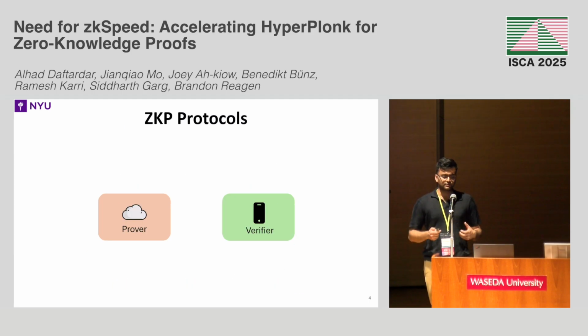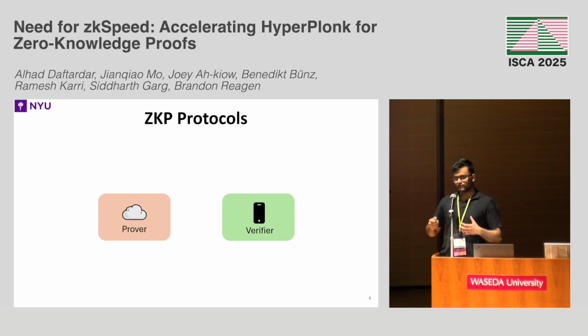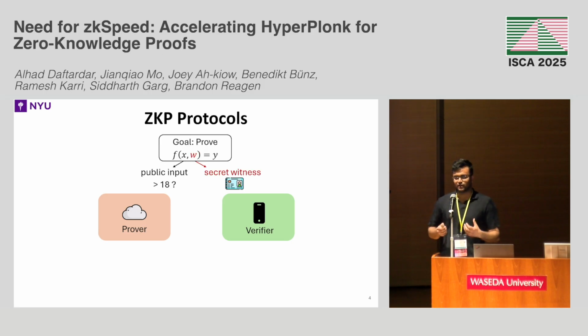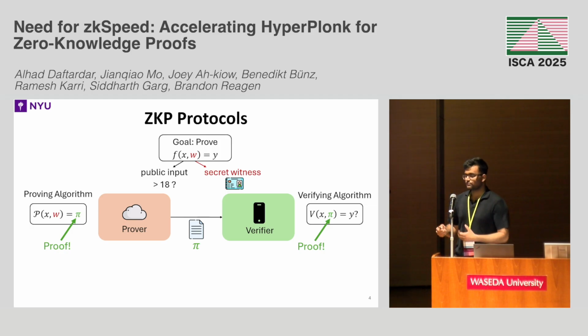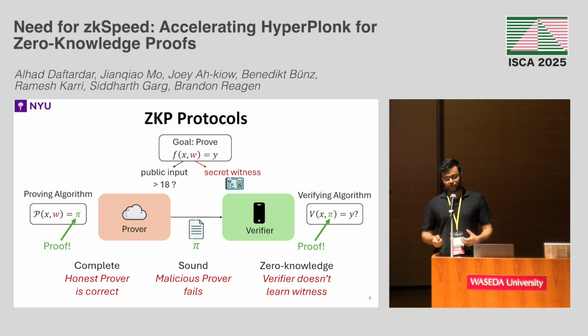So this is the crux of zkPs, where a prover essentially convinces a verifier that they know some sort of information without revealing anything else. This involves a computation such as a function f with two inputs, a public input and a secret input, matching an expected output y. The prover will run a proving algorithm on these two inputs to generate a proof, send the proof to the verifier, and the verifier will verify the proof with the public input to see if it matches the expected output. It never uses the secret witness. So in a zkP protocol, we want to ensure that an honest prover is always correct, a malicious prover fails to cheat, and a verifier learns nothing about the secret witness.